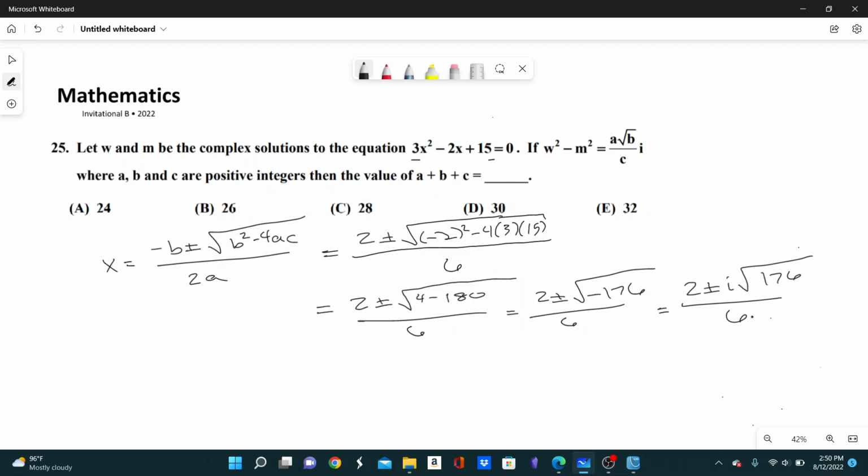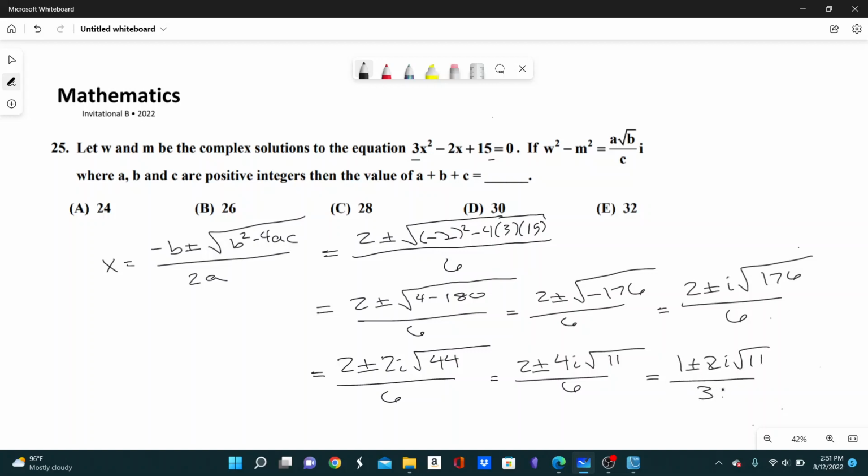And then, let's see, can anything come out of 176? I think we can take a 2 out. So it'd be 2 plus or minus 2i times the square root of 44, and then divide by 6. And then it looks like we can take out another 4, actually. So this will be 2 plus or minus 4i times the square root of 11 divided by 6. And then I'm going to simplify this by dividing everything by 2. So it'll be 1 plus or minus 2i times the square root of 11 divided by 3.